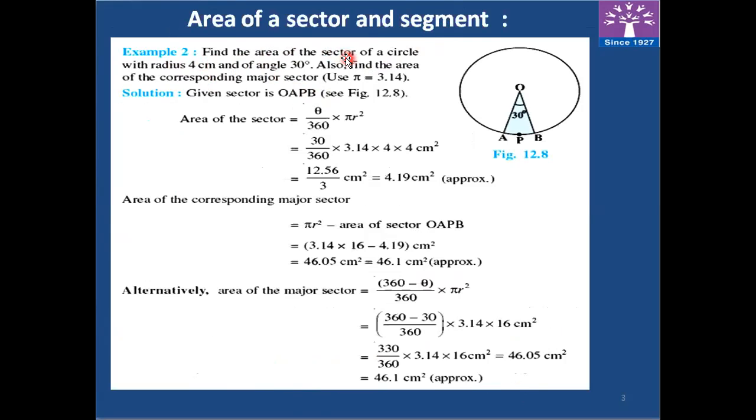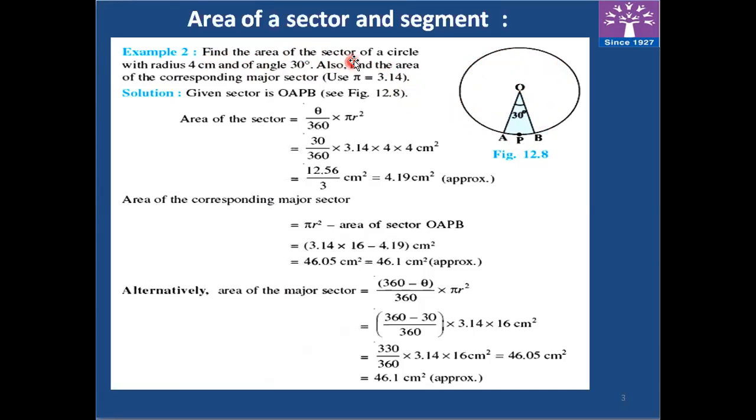When only the word sector is used, we have to consider that this is the minor sector's area. And the remaining part will be the major sector, and it will be specified that we need to find out the area of the major sector. Otherwise, if the word sector is used, we will understand that they are talking about the minor sector.